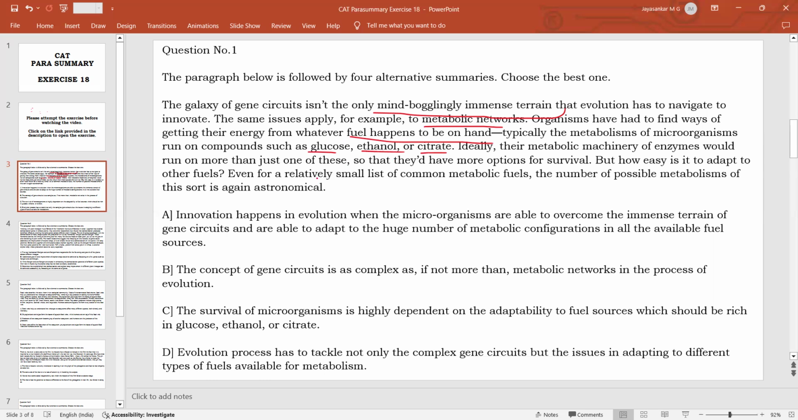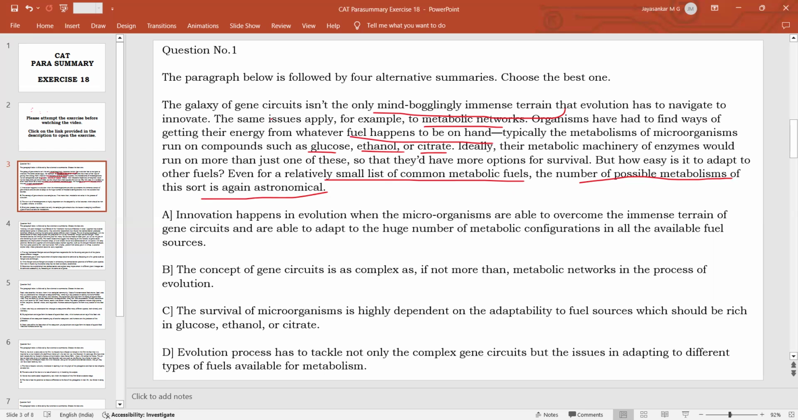But even in the case of these three common metabolic fuels, the number of possible metabolisms is again astronomical. Even when you are talking about glucose, ethanol, and citrate, the relatively small list of common metabolic fuels, the number of possible metabolic configurations is very, very huge. So when we talk about other fuels that are available, the number of such metabolic configurations will again be very huge. So this is the problem.